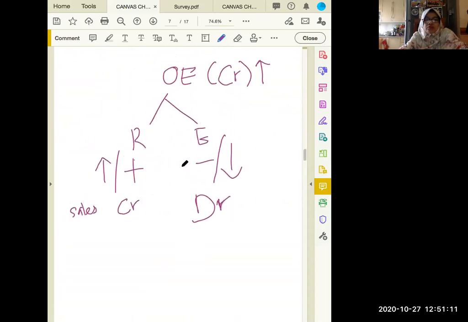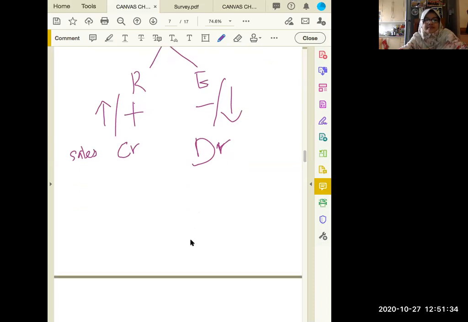So now we go into an example to see how transactions that involve revenue and expenses will affect your accounts. But remember, revenue increases, expenses decrease, and the matching principle, matching. Okay, let's look into this example.